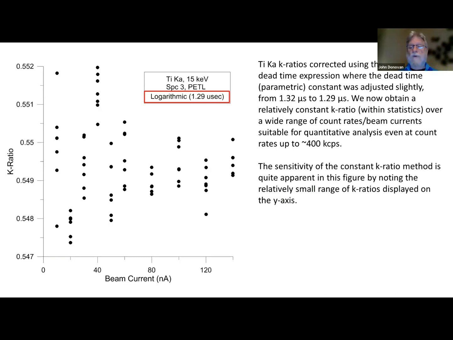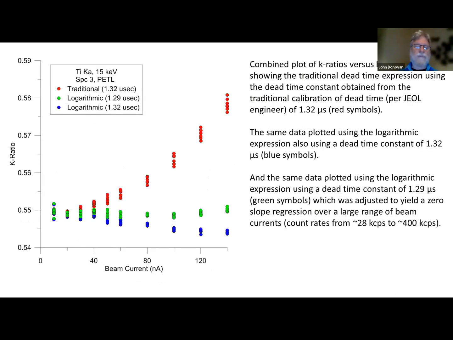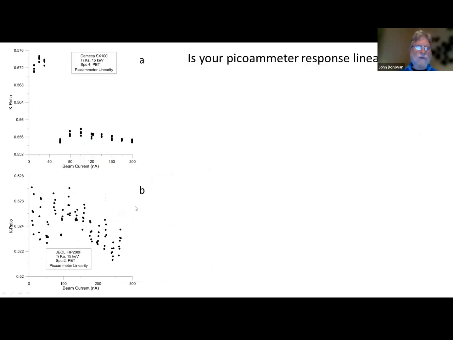But it's still a 10-fold improvement, and this is kind of just a summary. Here's the linear expression calibrated using the JEOL engineer value. Here, the blue is using the logarithmic expression with the original dead time constant. And then here we just tweaked that dead time constant a little bit to get a constant K ratio. Constant K ratio just means a zero slope line. All right, and at low count rates, the models all agree.